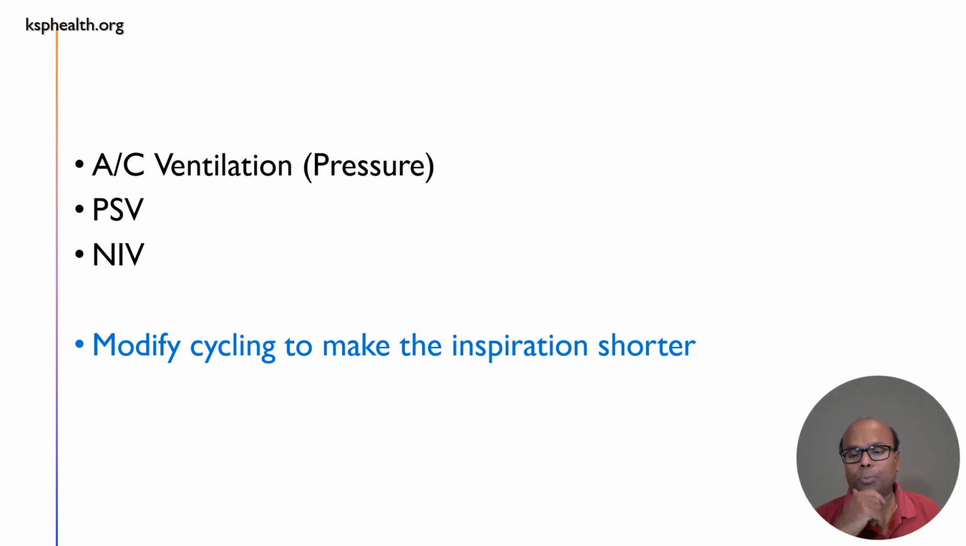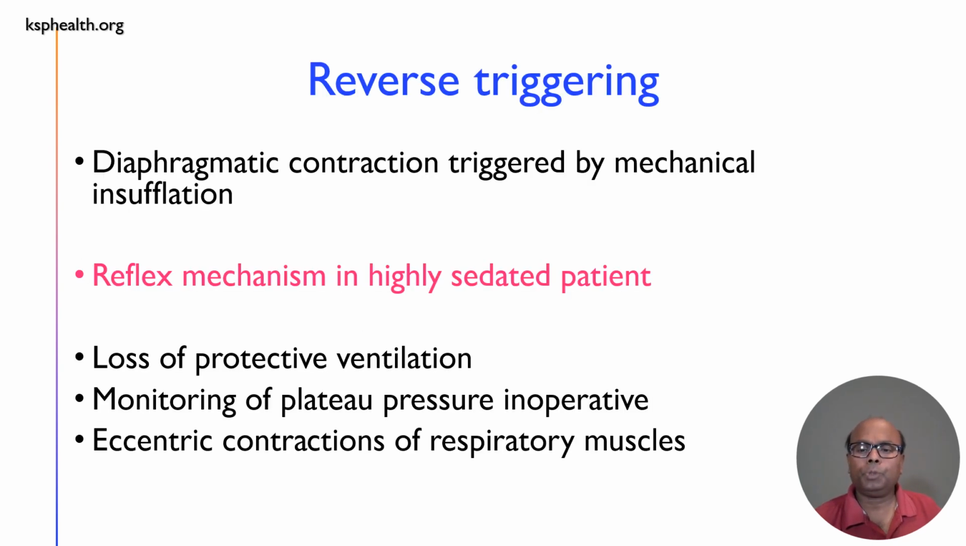Basically, you need to keep the inspiration short. So you need to identify which asynchrony it is, so that you can either increase the inspiration in certain patients and decrease the inspiration in certain patients, or use a mode where inspiratory time doesn't matter.